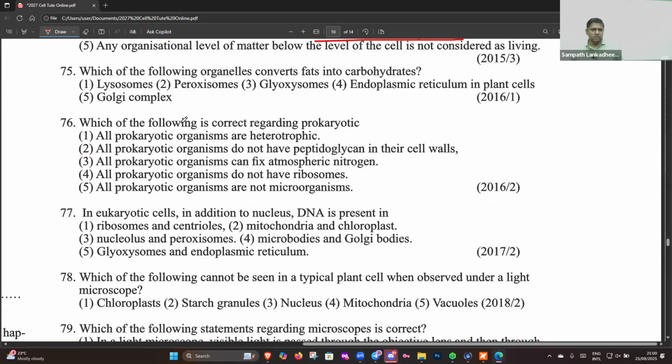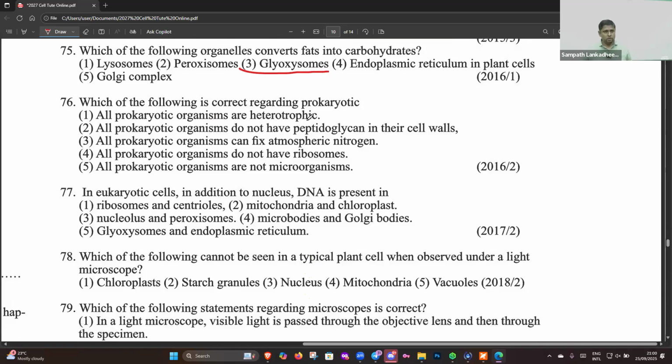Question number 75. Which of the following organelle converts fat into carbohydrate? Fats into carbohydrate. Who is that? That is glycosome.